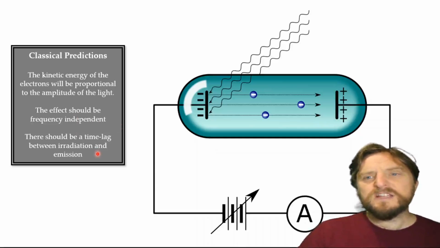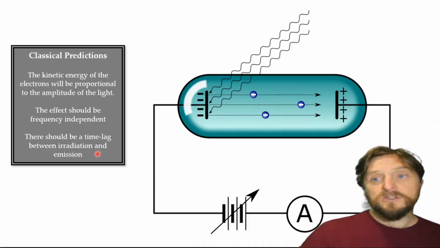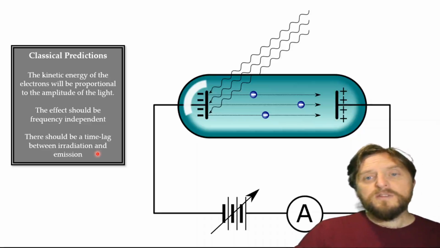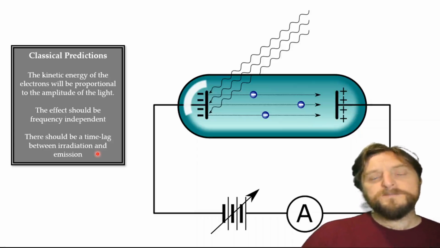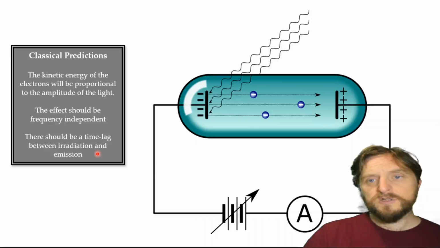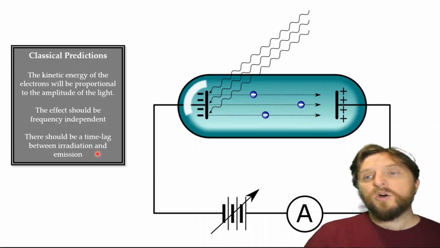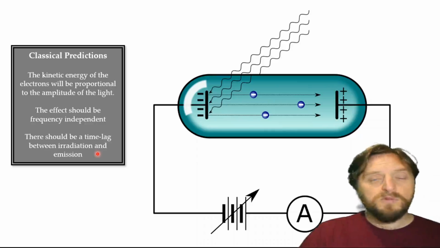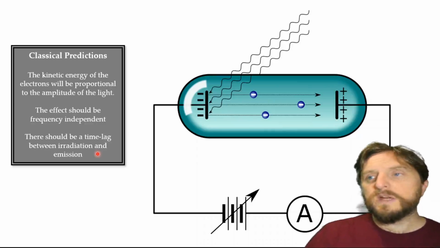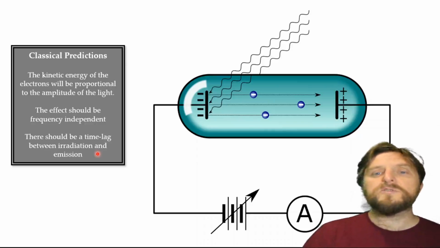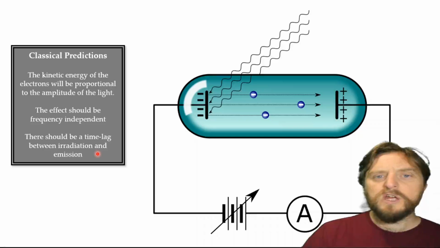And then the final prediction is that there should be a time lag between irradiation and emission. The electron sitting in the metal has to absorb energy from the wave until it has absorbed sufficient energy to break free and move. So the process of absorption takes a certain amount of time, and it depends on the amplitude of the wave and on the kind of losses of energy within the metal, and so on. So there should be some sort of time lag between the light turning on and the emission starting.